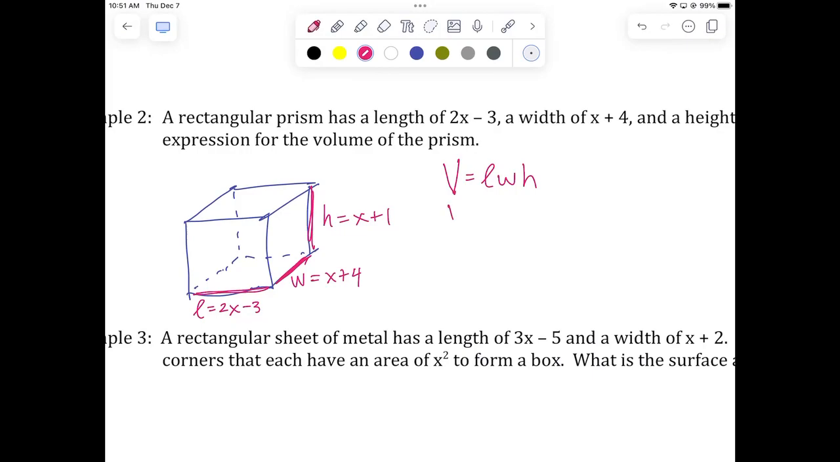So for us, I'm going to substitute in now. The length is 2x minus 3. The width, y'all said, is x plus 4. And the height is x plus 1.